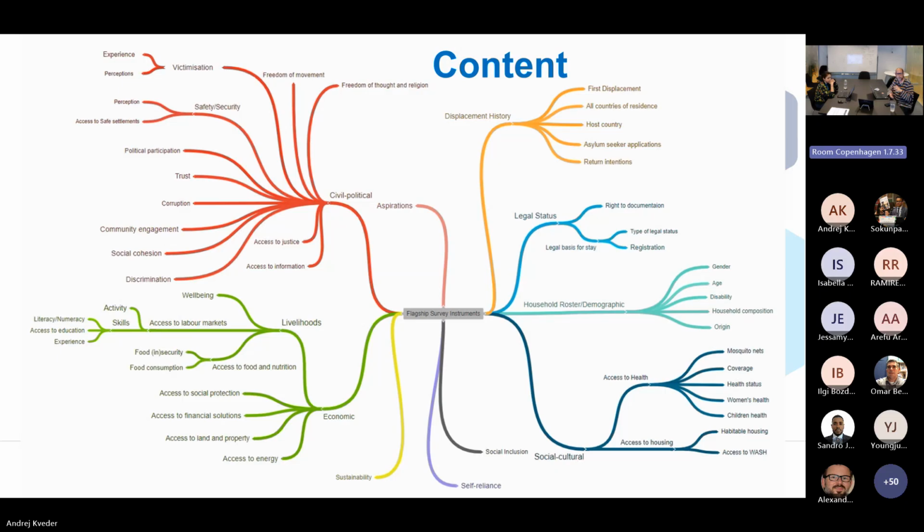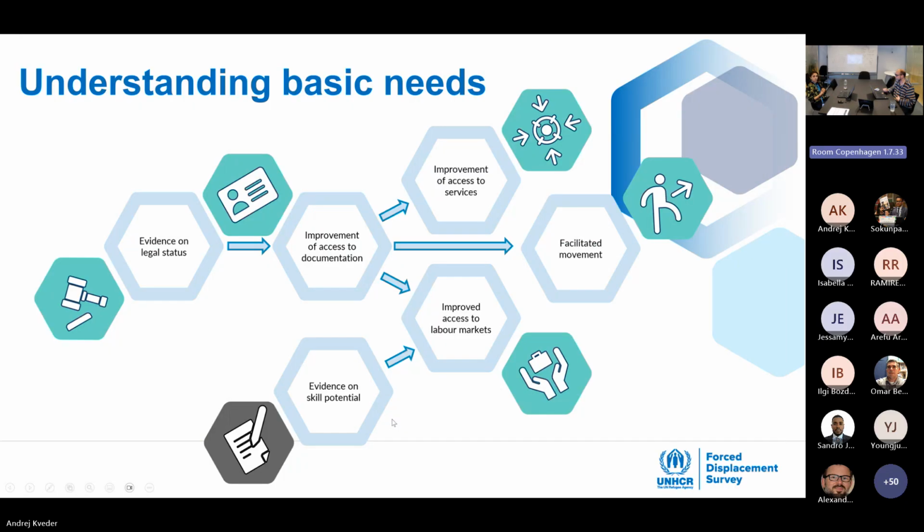Particularly, we have the things that were missing in most of the existing, prior UNHCR surveys, which are topics around what is presented here in the red color on civil political aspects, trying to understand social cohesion, discrimination, integration, inclusion elements of the survey. But of course, the all important livelihoods, economic and access to services is of course present in the survey.